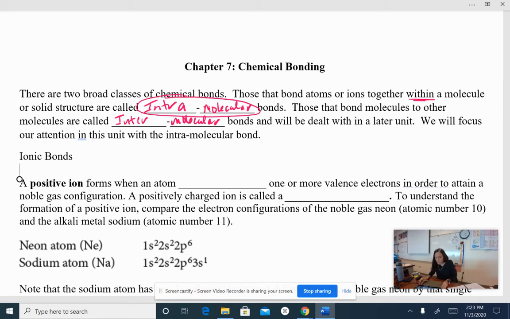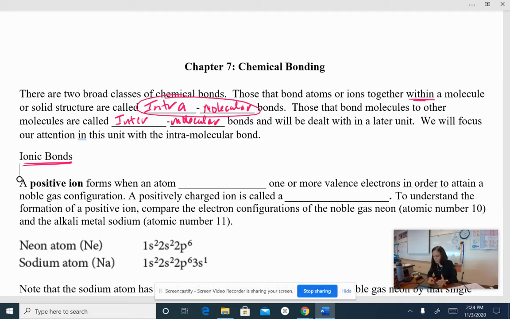Okay? So, ionic bonds. There are two main types of intramolecular bonds. Well, actually, there's three. We have ionic bonds, we have covalent bonds, and we have metallic bonds. We're going to spend a lot of time talking about ionic bonds and a lot of time talking about covalent bonds. We are going to spend a little bit of time talking about metallic bonds.